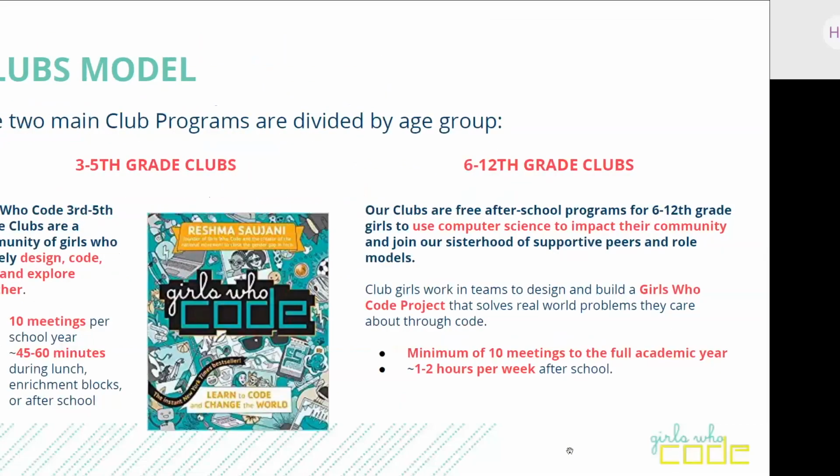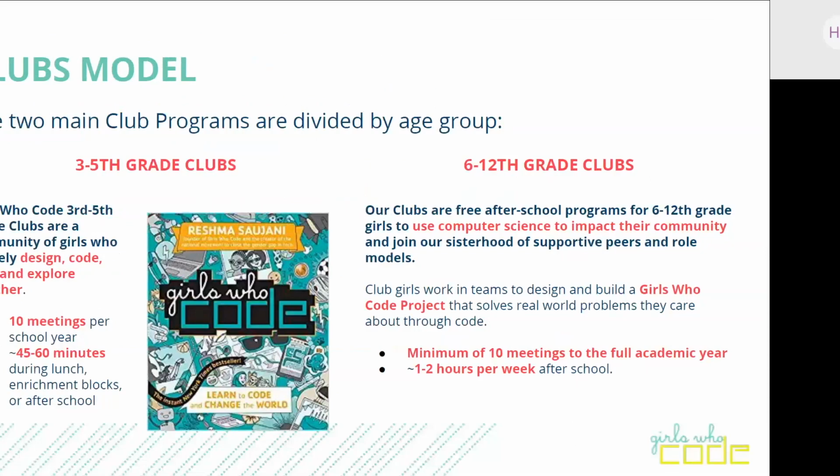Great. So just really briefly to compare the different club models, our 3rd through 5th grade clubs are all about getting girls excited about computing and creating at a younger age and seeing themselves as part of that community. They meet for maybe about 10 meetings a school year for about 45 minutes to an hour. That might happen during school, or after school. You know your students better than we do, right? Whenever works for your students works for us.